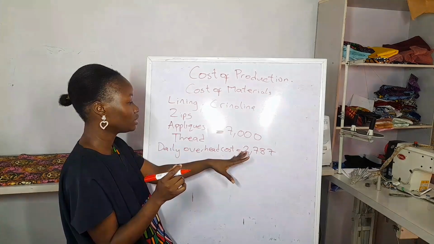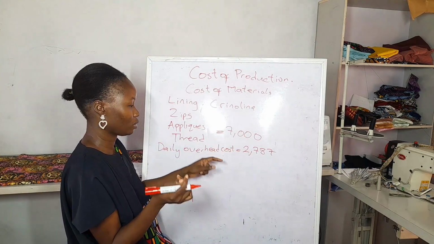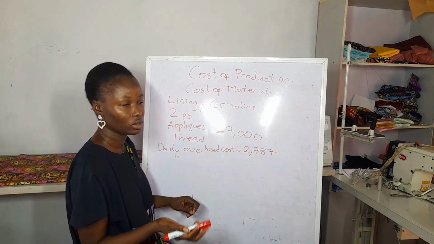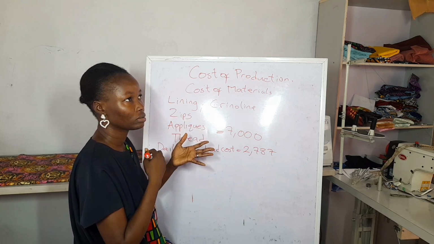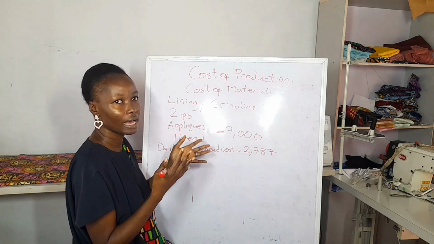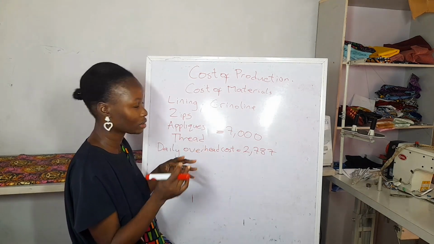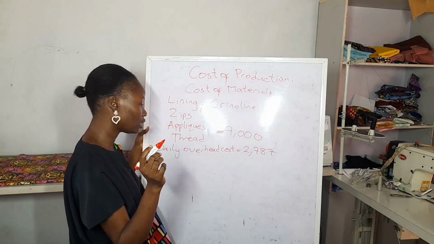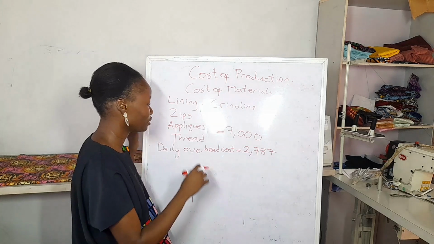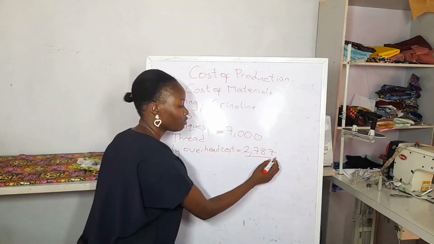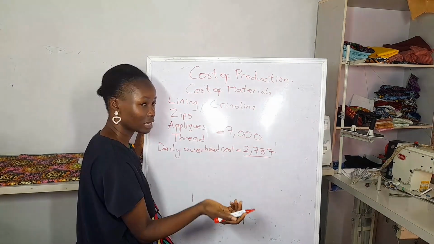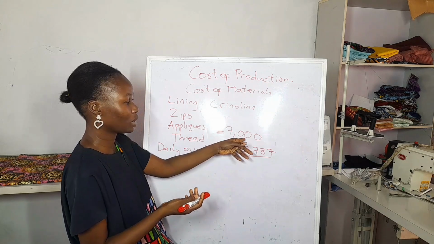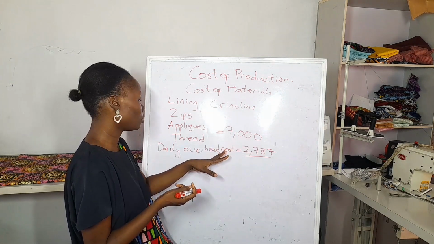Now, assuming you are making this outfit in hours, you can divide this daily cost by the number of hours you work. Assuming you work from 9 to 6, that's 9 hours, so you divide this by 9 to get your hourly overhead cost. I don't know what English to use. So you divide it by the number of hours you work in a day. Assuming you are using 6 hours to make the outfit, you multiply the hourly figure by 6, then add it to your cost of materials.